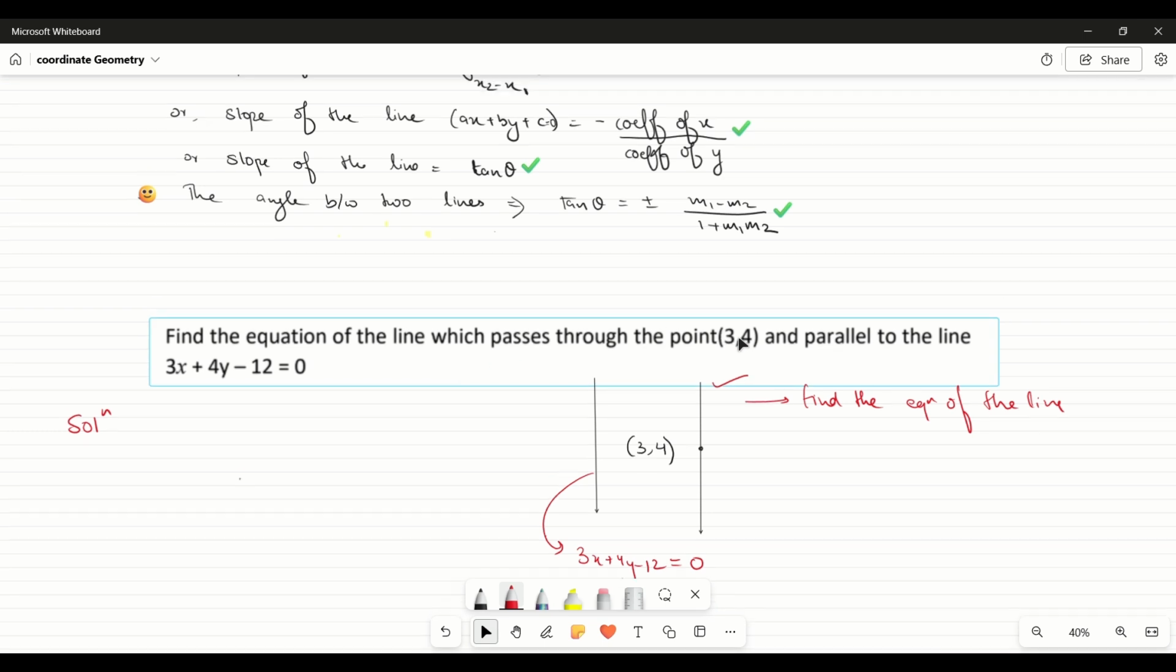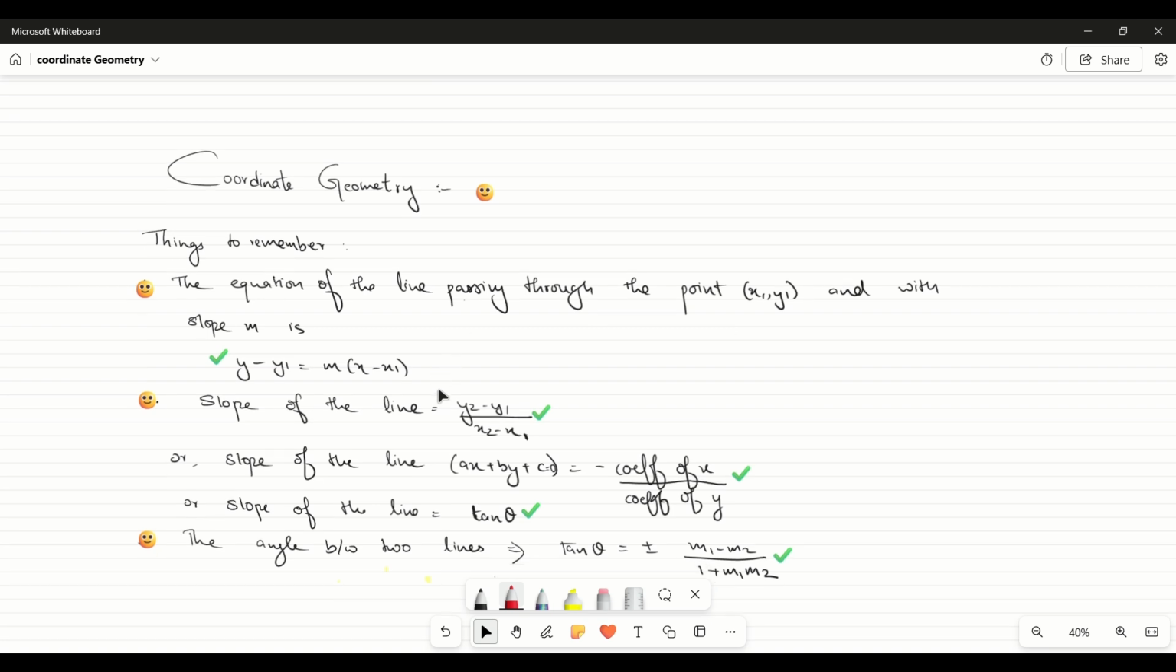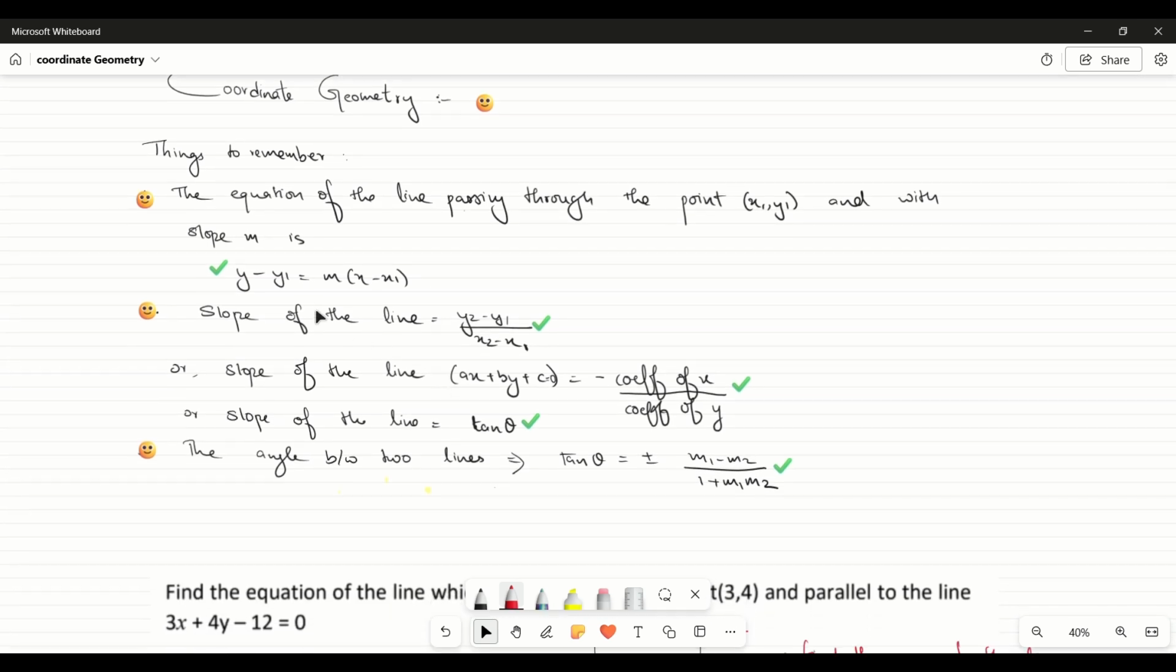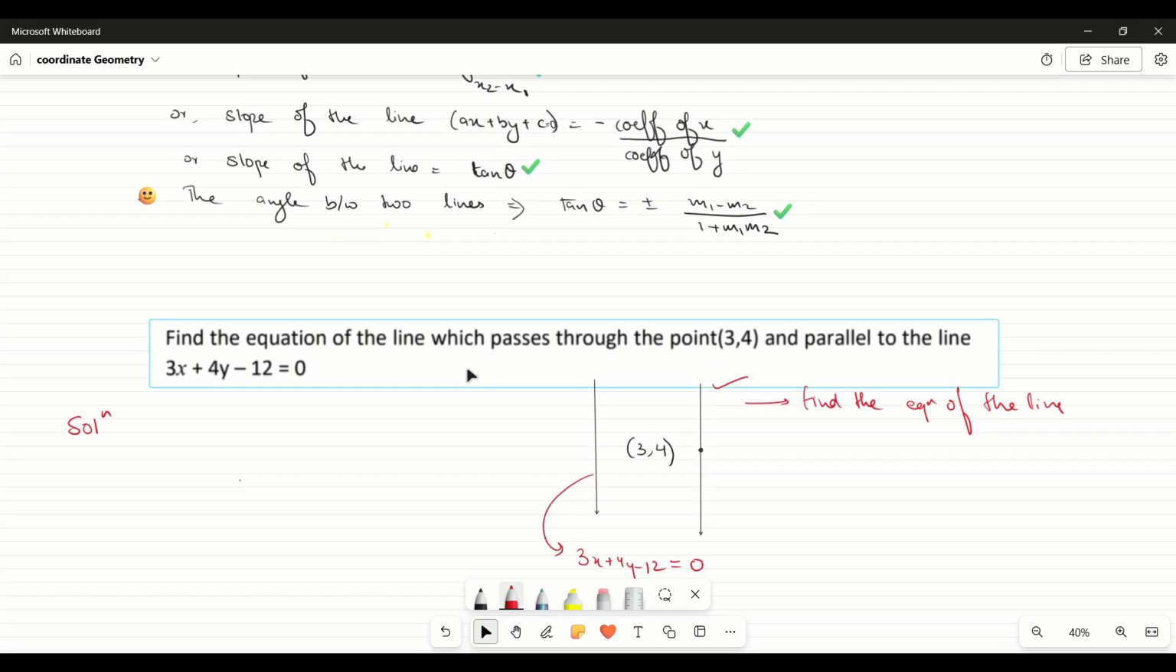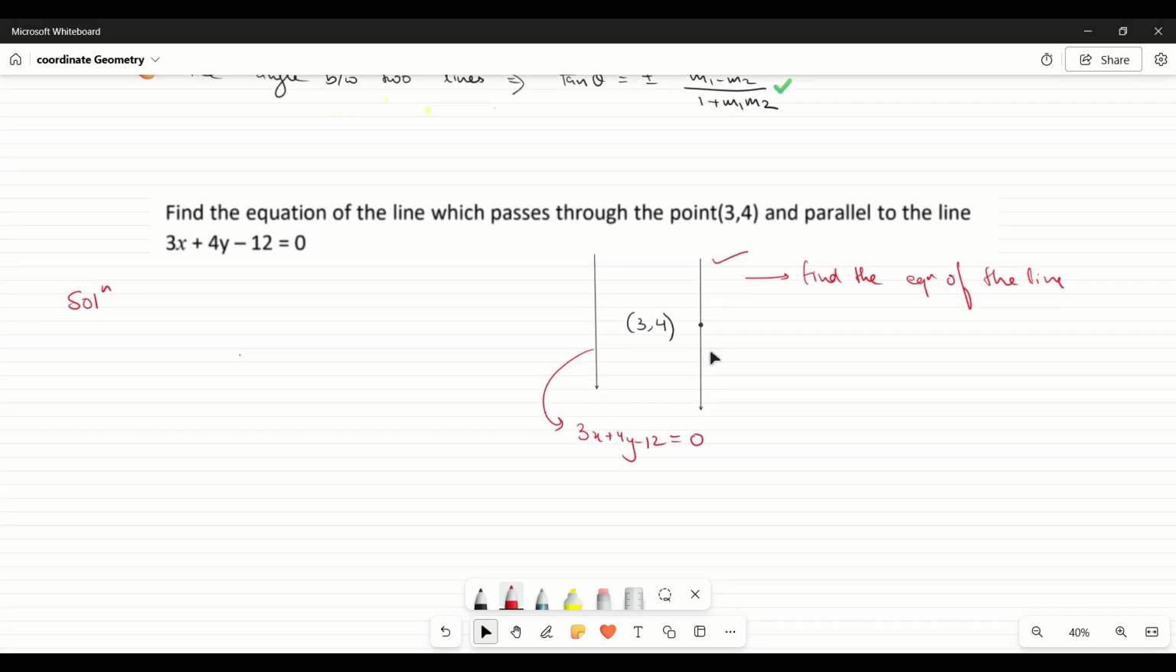That means from here we can compare: 3 and 4 are basically x1 and y1. So there's one point, we are done with that. Now we have to find the slope of this line. To find the slope of the required line, you can see we have a relation between them. It is given that the lines are parallel. If lines are parallel, we know their slopes will be the same. Yes, the slopes of parallel lines are the same. That means we have a point and we have a slope, so we can easily find the equation of the line.